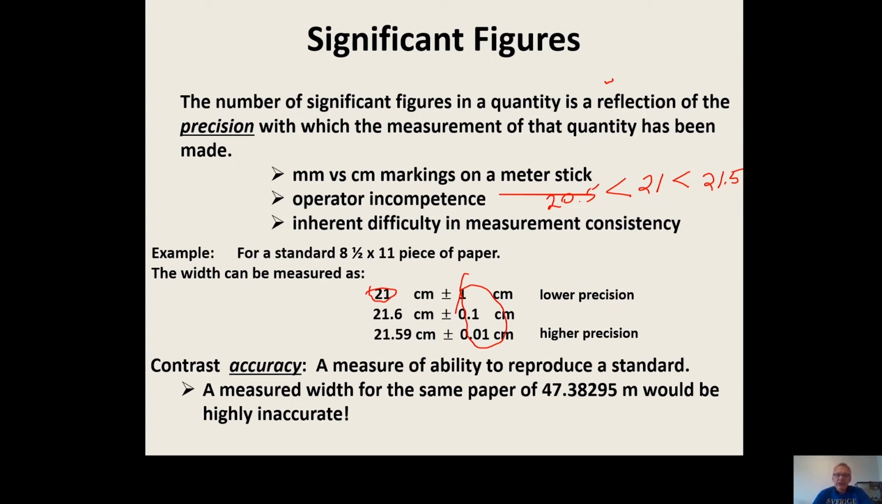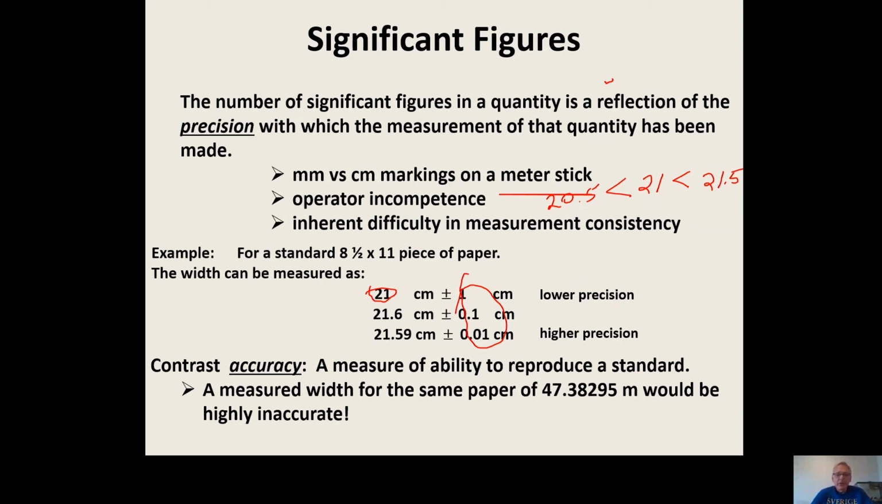Contrast that with accuracy. Again, precision is how well you made the measurement. Accuracy is your ability to reproduce a standard. What you guys have been taught in the past, accuracy you were taught as reproducing the number. You get the number you're supposed to get. If you know what the number is, why are we measuring it? All right. Accuracy is not the ability to reproduce the expected number, because you don't necessarily know what number to expect. It's the ability to reproduce a standard. What does that mean? The ability to reproduce the standard meter, for instance.